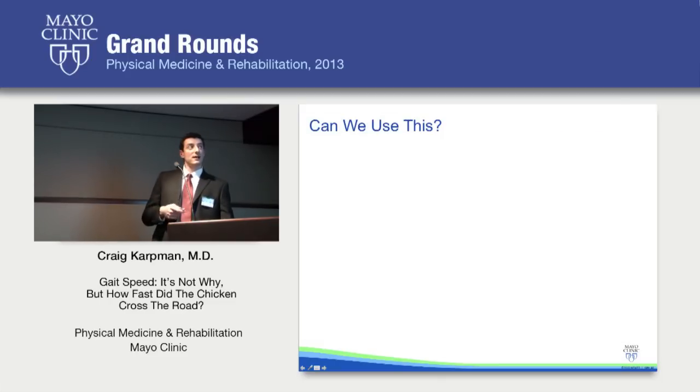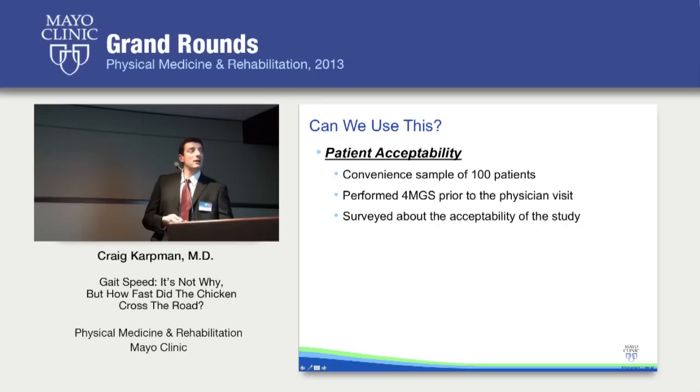Now we get to what you're probably most interested in: can we actually implement this in our clinical setting? The first thing we wanted to look at was patient acceptability. Will patients care that they're going to be asked to do one extra thing during their clinic visit, one more vital sign? Initially, I took 100 patients randomly selected out of our pulmonary clinic, and just as they were being roomed, I asked them if they wouldn't mind doing a quick 4-meter gait speed. After that I gave them a survey to assess their acceptability.